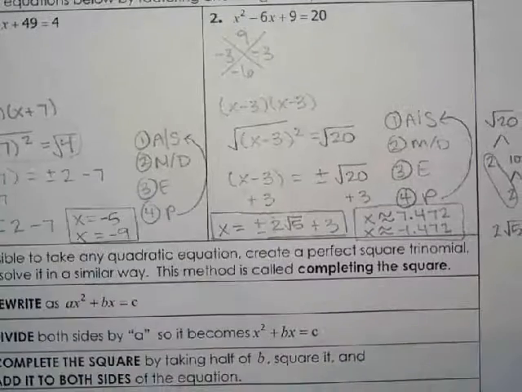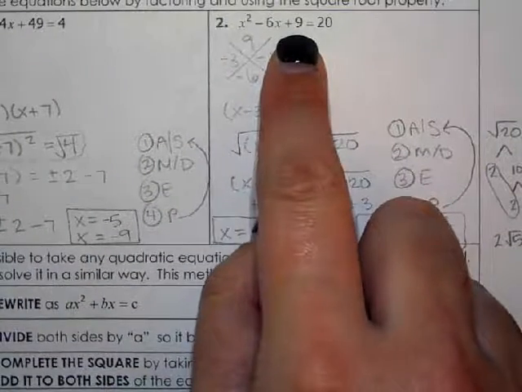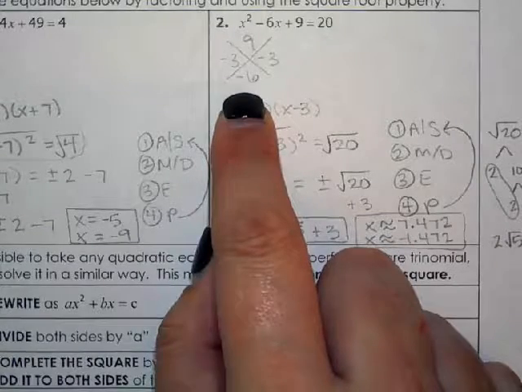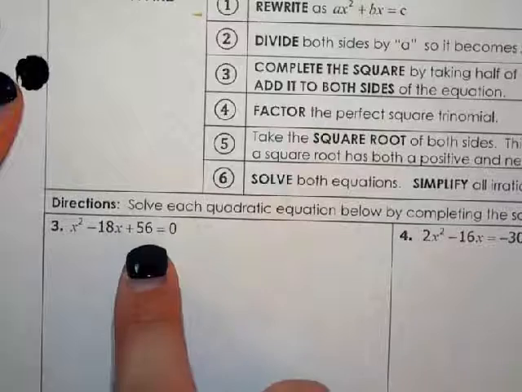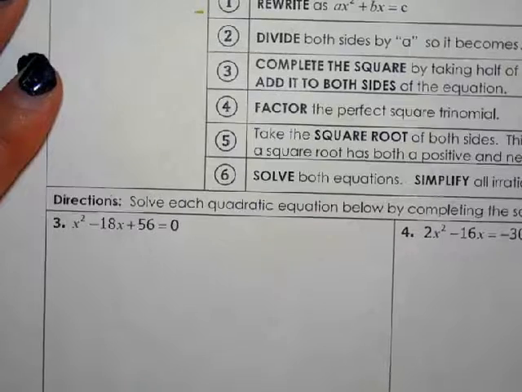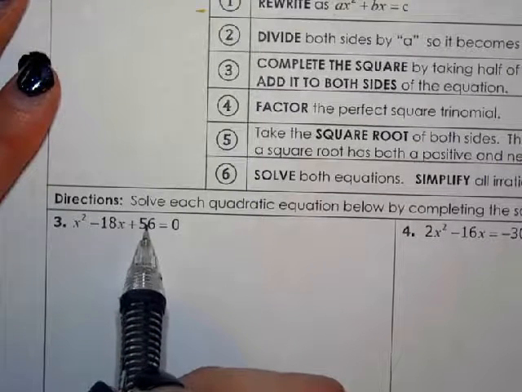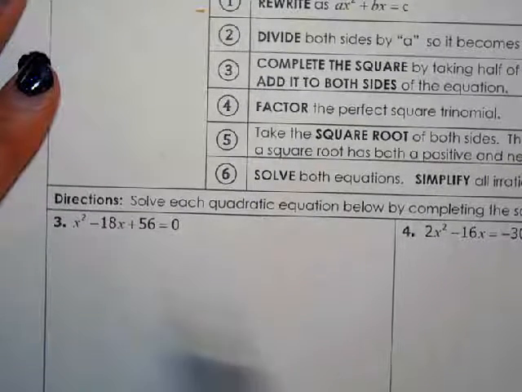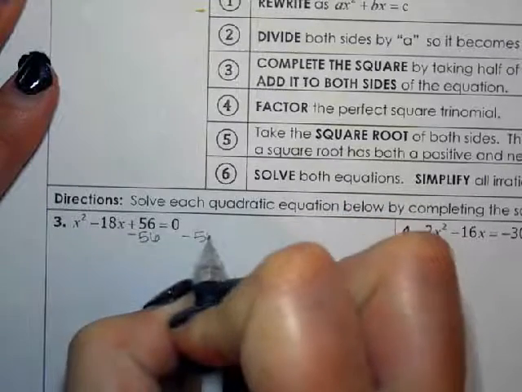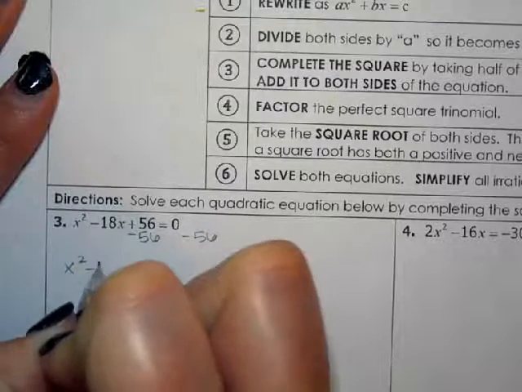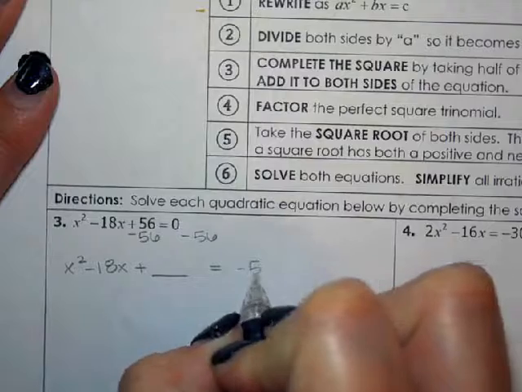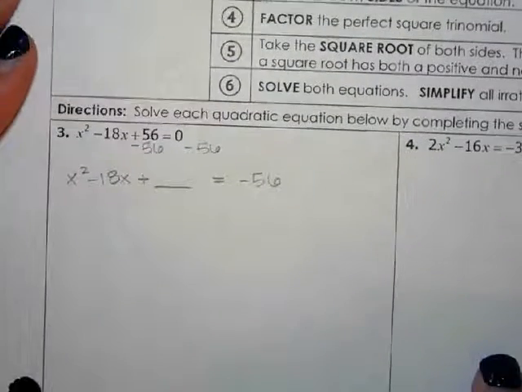Here, it was -3 times -3 is 9. -3 plus -3 is -6. It was set up to do exactly what we wanted to do. These problems here, 56 is not a perfect square. So this one is not set up to do what we want it to do. So the first thing we're going to do is we're going to take this number, which is not a perfect square, not doing what we want it to do, and we're going to move it over to the other side of the equal sign. So I'm going to say minus 56. Minus 56, and then I'm going to say x squared minus 18x, and I'm going to put plus, and I'm going to leave a blank space so that I can put the perfect number that I want in that blank space.